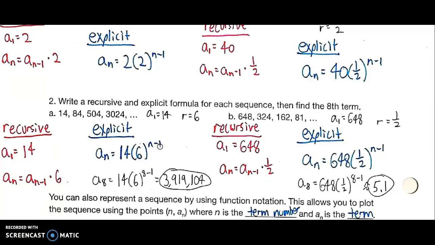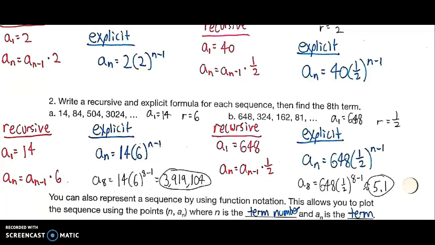And that means if I'm looking for the 8th term, the explicit's going to be easier to work with. I don't have to keep finding like the 5th, 6th, 7th terms in order to find it. I can just jump straight to the 8th term using my explicit formula. Just means I got to substitute in 8 for n. So if I take 14 times 6 to the 8 minus 1 as a power, basically just raising that to 6 to the 7th power, if you end up multiplying times 14, should get almost about 4 million. So 3,919,104.